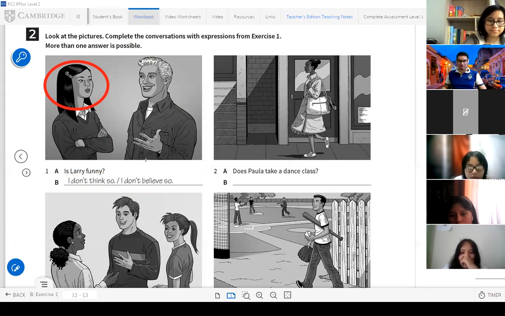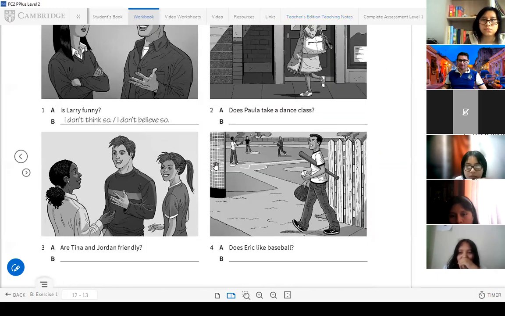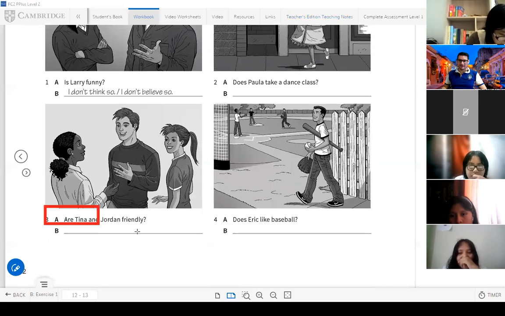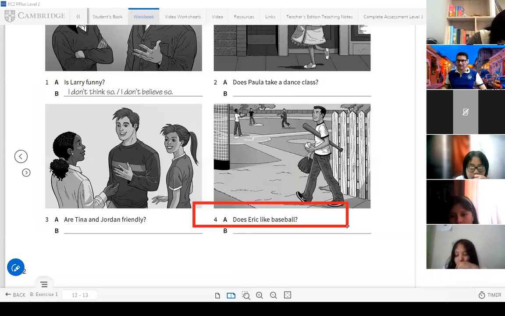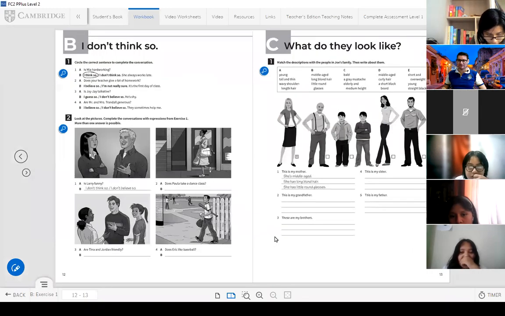Entonces, si puede ir más de una opción, es justamente por eso. Tú puedes escribir, I don't think so, no lo creo. O I don't believe so, no pienso así o no lo creo así. ¿Ok? Now you have the other expression that says, ¿no? Does Paula take dance class, Luca? What do you think? ¿No? Luego dice aquí, are Tina and Jordan friendly? Look, no? And finally, does Eric like baseball? Yeah, you look at the pictures and you have to answer. Okay, that's all that you have to do.